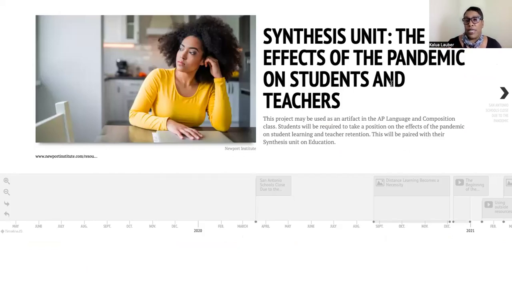So the synthesis unit is where in AP you have to pull from different resources. It's usually between 7 and 8 artifacts. And in those artifacts, the students would have to choose three and determine an argument. So this one is my perspective of the effects of the pandemic on students and teachers. This project may be used as an artifact in the AP Language and Composition class. Students will be required to take a position on the effects of the pandemic on student learning and teacher retention. This will be paired with their synthesis unit on education.